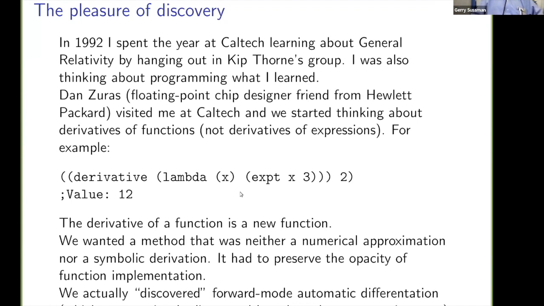In 1992, I spent a year at Caltech on sabbatical, learning about general relativity. I hung out with Kip Thorne, who's the other half of the LIGO project. The half at MIT was Ray Weiss, who was, by the way, my undergraduate advisor. He was my freshman advisor, and I took classes from him also. In fact, my 8.02, the E&M course, was with him.